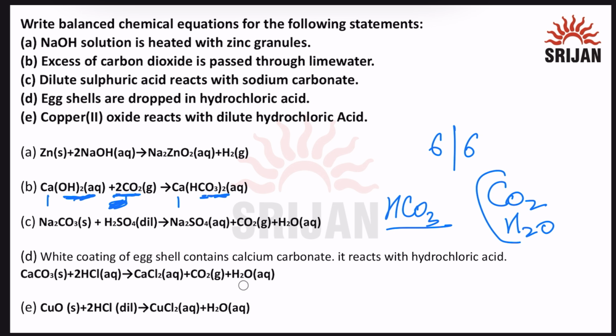So hydrogen here 2, but from this side it was initially only 1, so multiply by 2, but we disturbed chlorine. So check for chlorine. Chlorine here 2, here also 2. So the equation is now balanced.